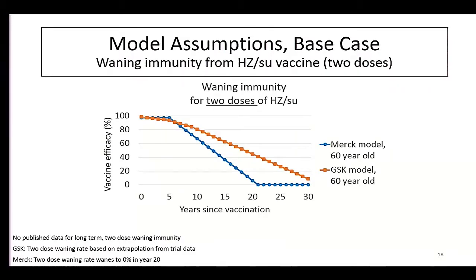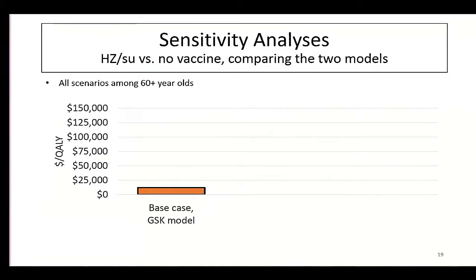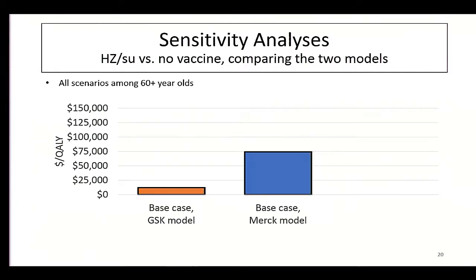The next slide will get into what if we resolve some of these differences, what does that do to our estimated cost-effectiveness ratio? So we'll start by looking at the subunit versus no vaccine scenario. This is the GSK model base case result, which we've seen previously, $12,000 per quality-adjusted life year. This is the Merck model base case result, $74,000 per quality-adjusted life year.